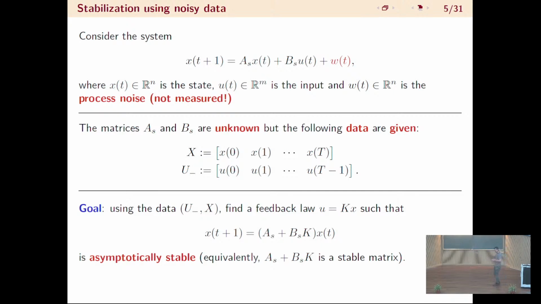Okay. Well, what is the goal of today? I want to use the data, U minus X, to find the feedback law, U is Kx, such that this closed loop system, xt plus 1 is AS plus BSK, xt, is asymptotically stable. That's equivalent to saying that the matrix AS plus BSK is a stable matrix. That means, since we are dealing with a discrete time system, all of the eigenvalues of the matrix AS plus BSK are within the unit disk. So they have all modulus strictly less than 1. Right? That's what it means for a matrix to be stable. So this is my goal. I want to come up with such a controller K.